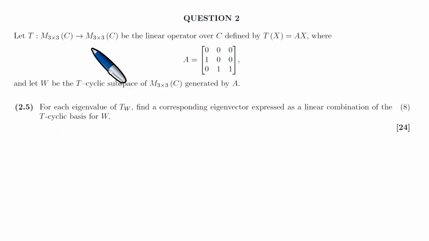We still have the same question. For each eigenvalue of TW, find a corresponding eigenvector and express it as a linear combination of the T-cyclic spaces for W, for a total of 8 marks. So this one is an eigenvalue, eigenvector situation. We note that from question 2.1, what did we learn here?